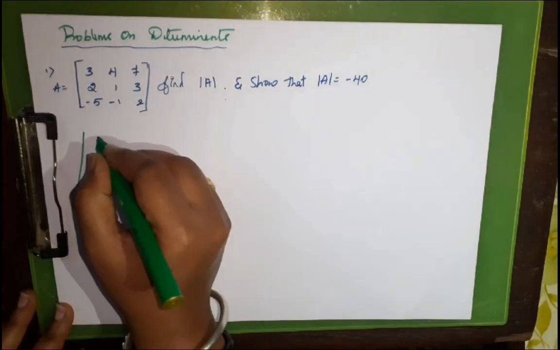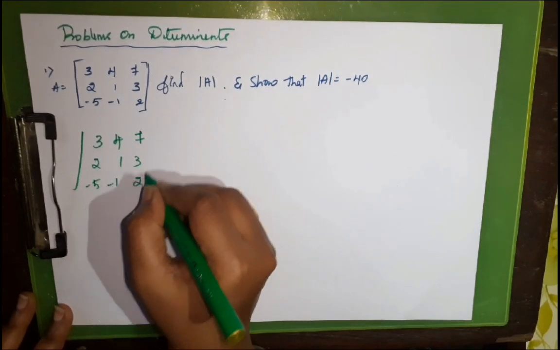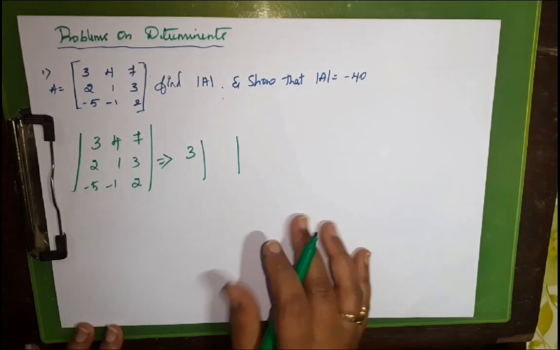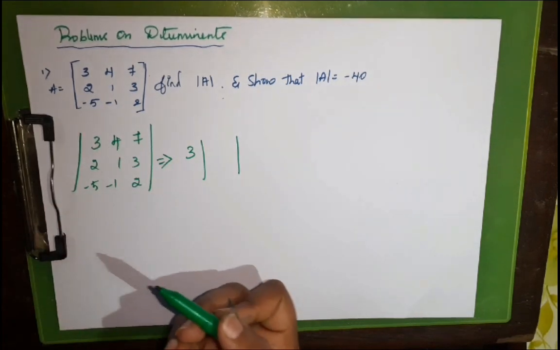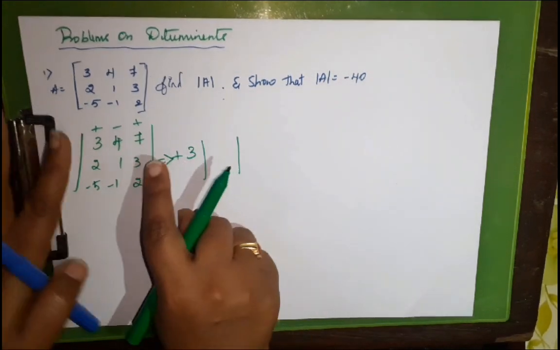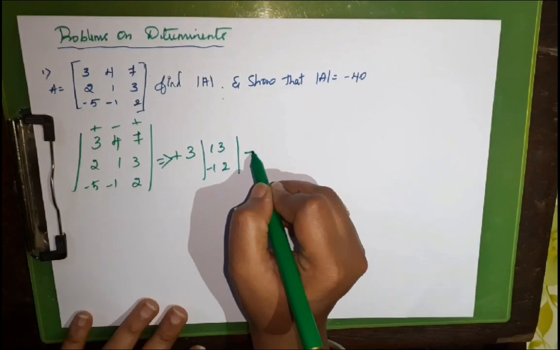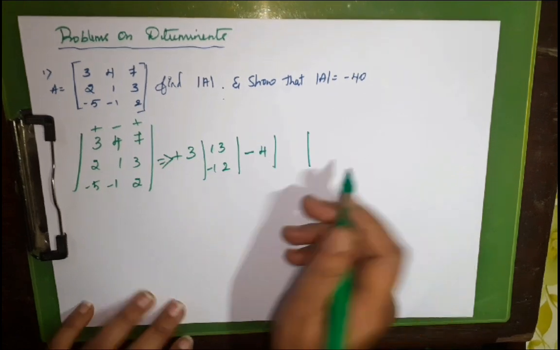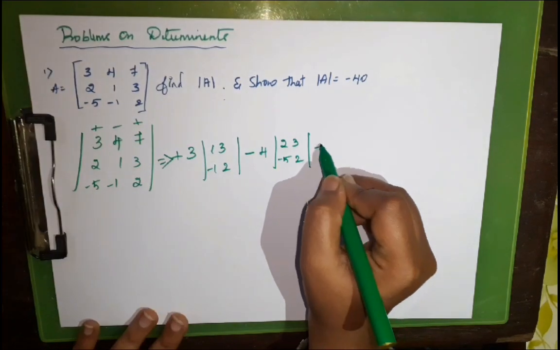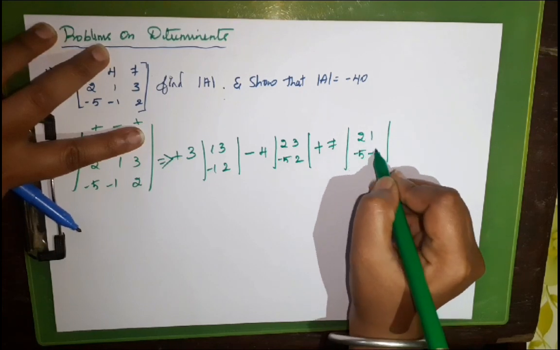So write the given numbers: 3, 4, 7, 2, 1, 3, minus 5, 1, 2. So that is equal to, first number is 3. The positional sign for this is plus, minus, plus, right? So plus 3. Eliminate the row and column, you will get 1, 3, minus 1, 2, then minus 4. If you are eliminating minus 4, you will get 2, 3, minus 5, 2.